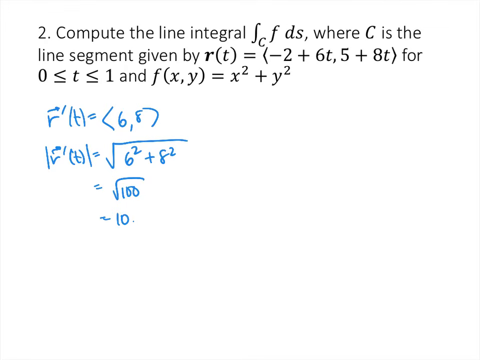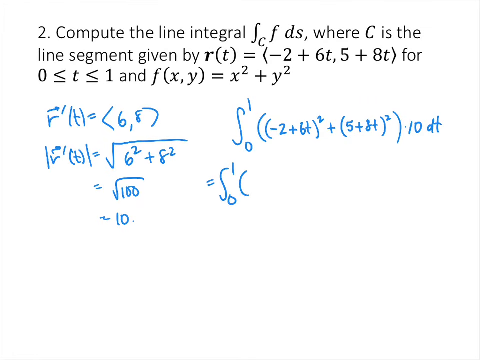The good news is that when we want to perform a line integral, we can still set up our integral in the normal way. We just have to multiply by that speed factor. Our function is x squared plus y squared, but we need to substitute in the parameterization. So instead of x squared, we put in (negative 2 plus 6t) squared, and instead of y squared, we have (5 plus 8t) squared. Then we multiply by that speed factor, which is 10, and integrate with respect to t. So we have some algebra to do.